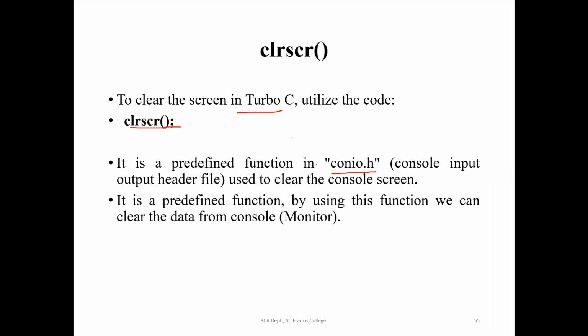It is a predefined function, which is there in the header file conio.h. Using this function, it will clear the monitor. Each time you run the program, the output screen will have the output. If I'm running the program with a printf of St. Francis College, it will exist in the output screen. When I run the program a second time, the previous output, St. Francis College, will still be there unless we use the clear screen function. So if I use clear screen at the beginning of the program, it will clear the output screen for the next execution.